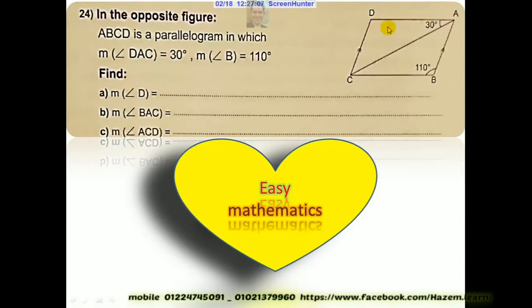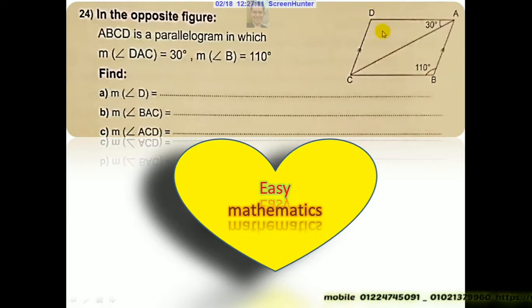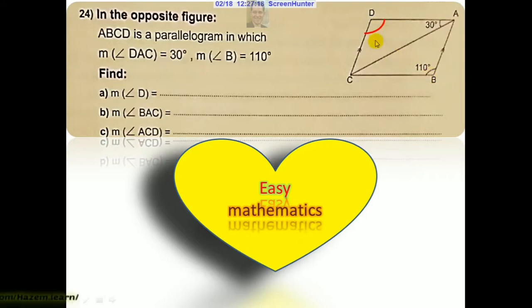We have a slide before from properties of parallelogram. Each two opposite angles must be equal in measure. So measure of angle D here will be equal with measure of angle B, equal 110 degree.